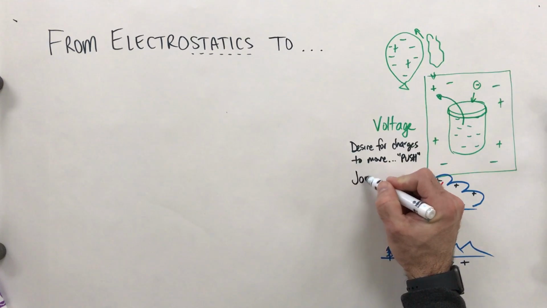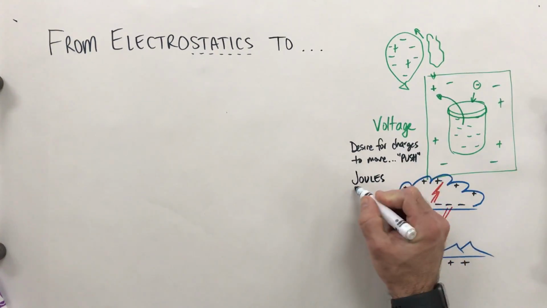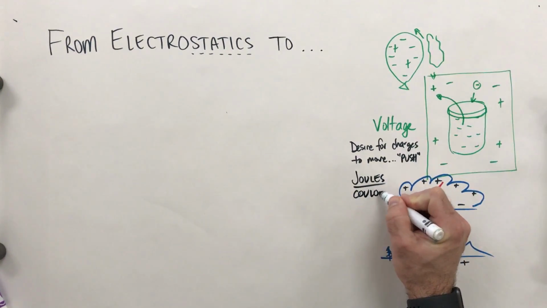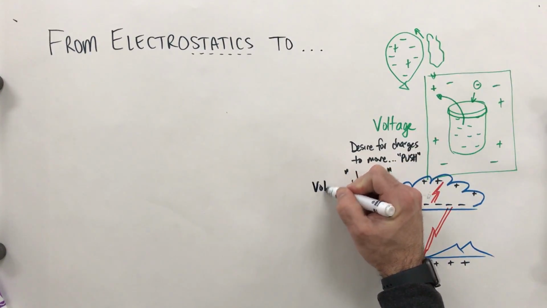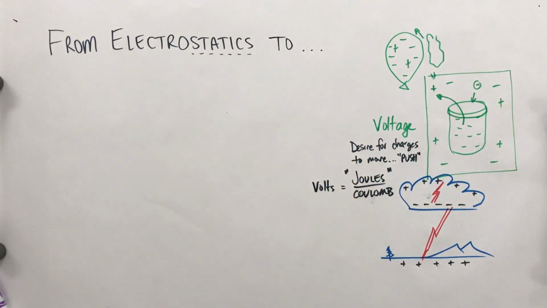And voltage has the units of joules per coulomb. But we call those volts, okay?